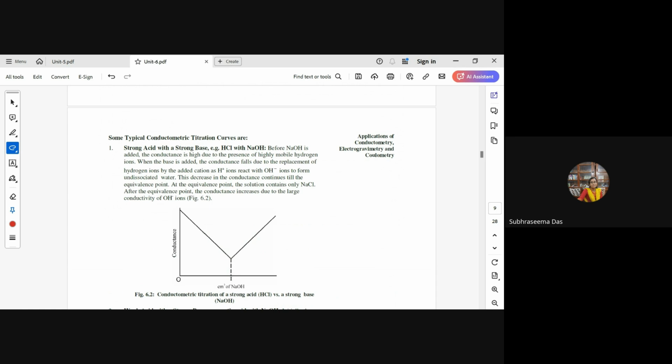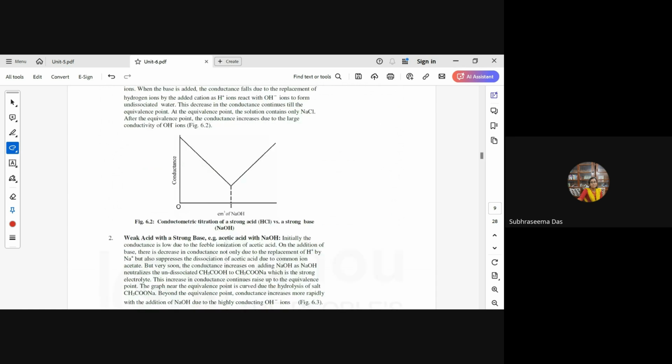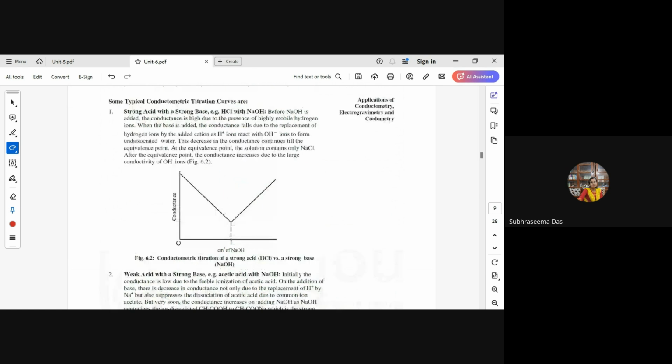Some typical conductometric titration curves have been represented here. Now, figure 6.2 shows the conductometric titration curve of a strong acid versus a strong base. Before the addition of NaOH, the conductance is high because of the presence of the mobile H plus ions. When the base is added, the conductance falls steeply due to the replacement of the H plus ions and the reaction of the OH minus ions to form undissociated water.